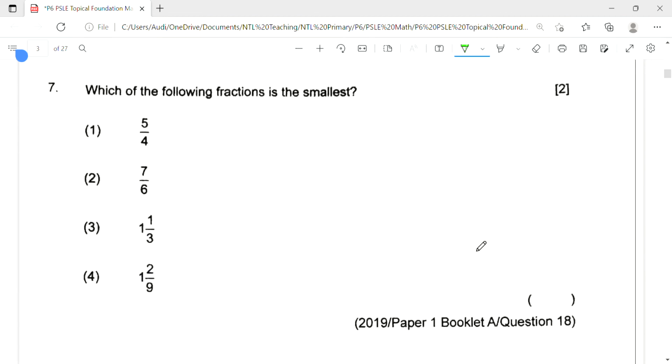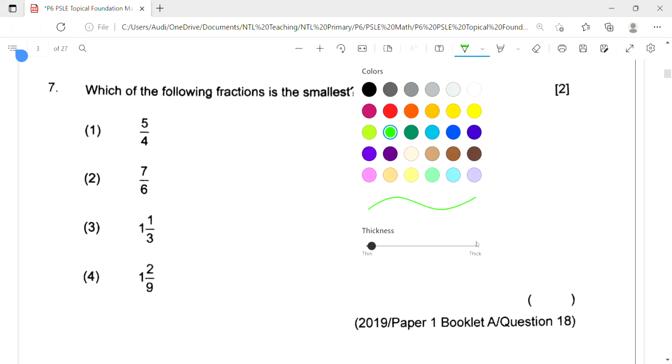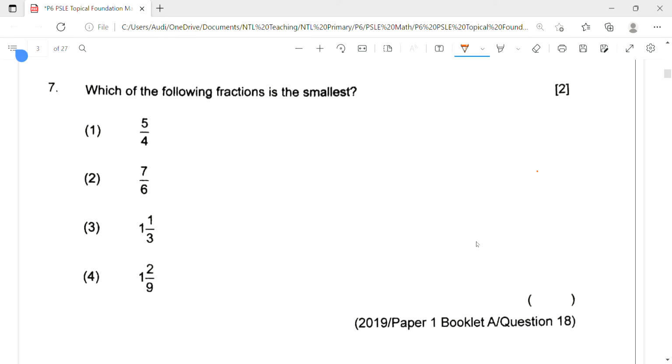Number 7, which of the following fractions is the smallest? There are 2 ways to do this. The first way is to compare all the fractions. When you want to compare fractions, you have to make the denominators the same. I'm going to show one way to do it.